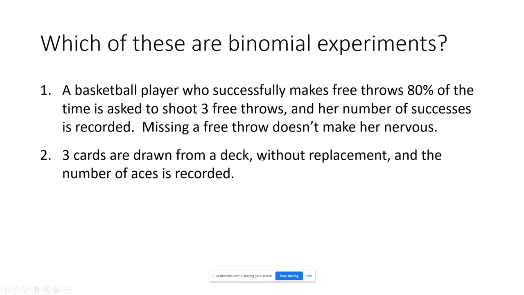Yeah, because we're drawing without replacement, we're taking the cards out and not putting them back. As we draw more cards out, the probability of getting an ace is going to change depending on whether we got an ace the last time or not. So here, the probability is changing and the results on different trials are dependent. So we would not want to use a binomial distribution for this. Instead, we want to use a hypergeometric distribution, which we'll talk about next week.